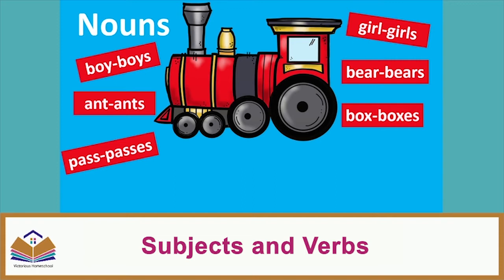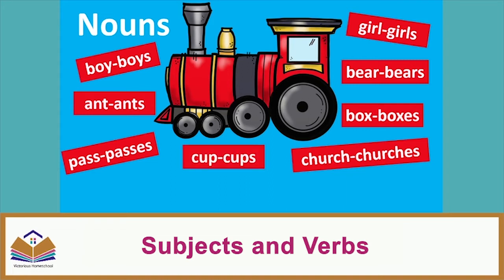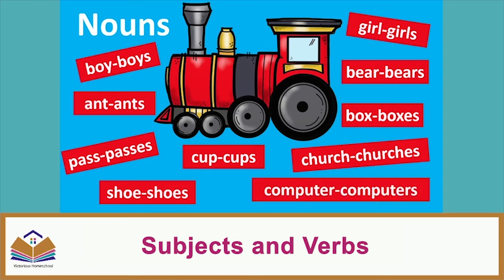The same principle applies to the word pass. If it's just one, it's pass. If it's more than one, it's passes. If it's a singular church, you say church. But if there's more than one or two or more, you say churches. Also, cup, cups. If it's your left shoe or your right shoe, it's just a shoe. But if you put them together, yes, you have shoes. And even longer words like computer and computers.